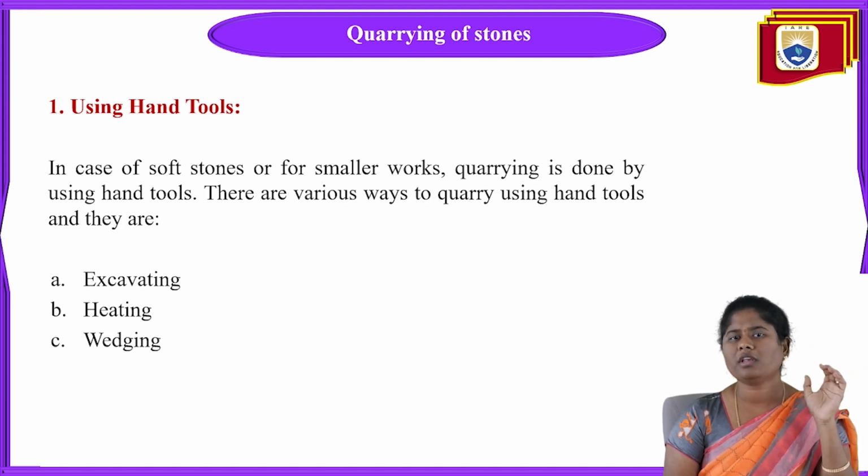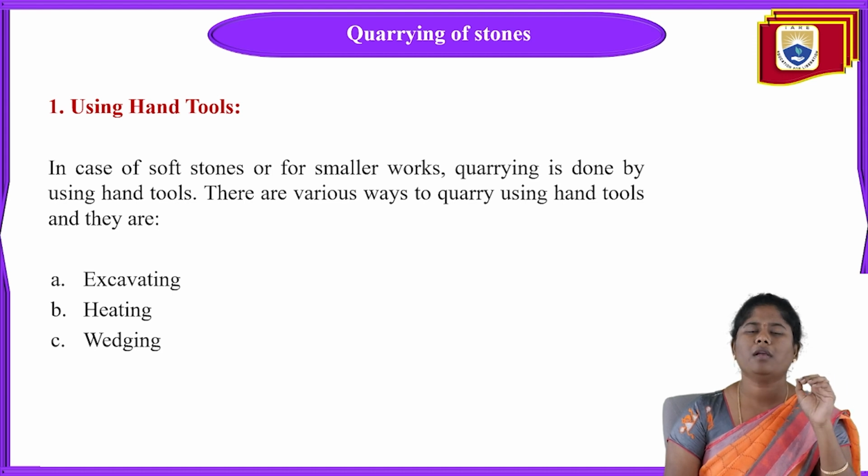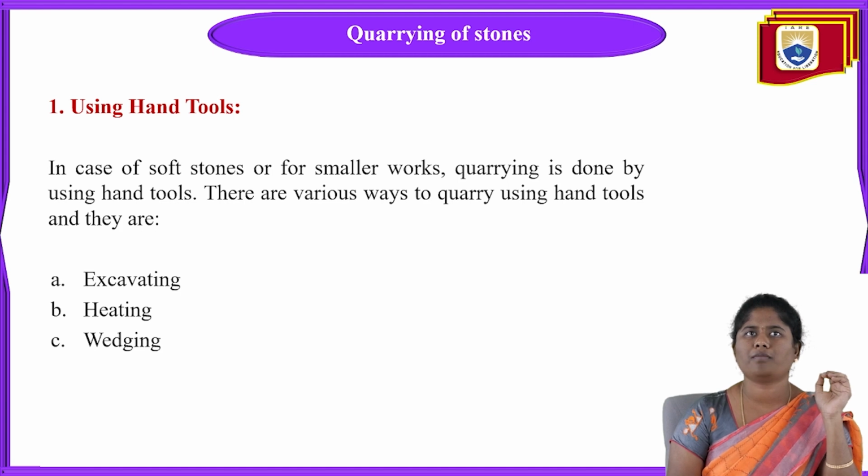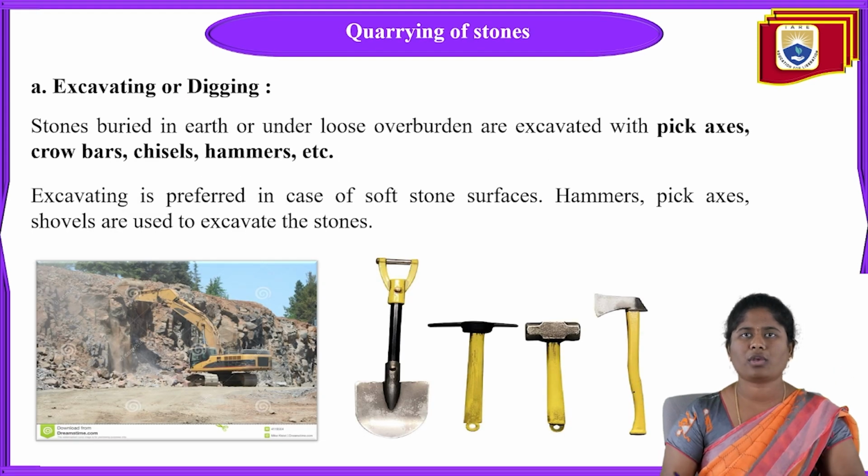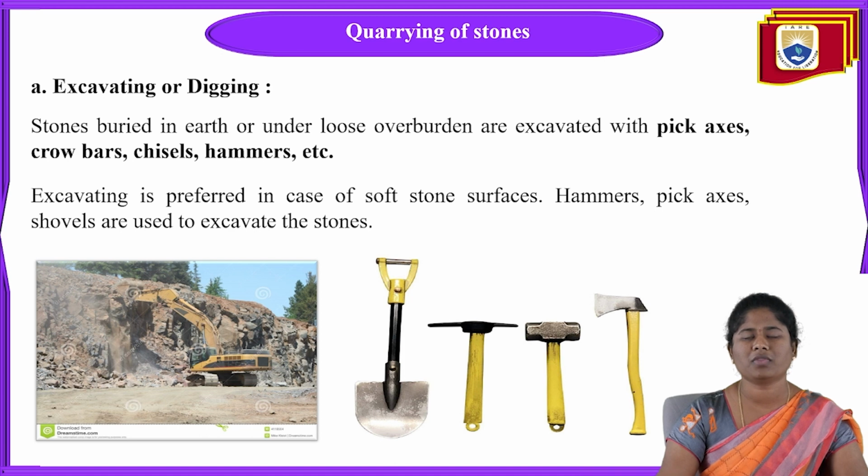Using hand tools in quarrying is used only for soft stones or smaller works. Going to the first process of hand tools, that is excavating. There you can see the tools and the picture of this excavating process. In this excavating or digging process, stones buried in earth or under loose overburden are excavated with pickaxes, crowbars, chisels, hammers, etc.